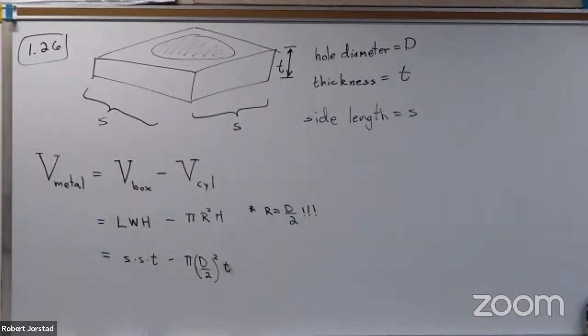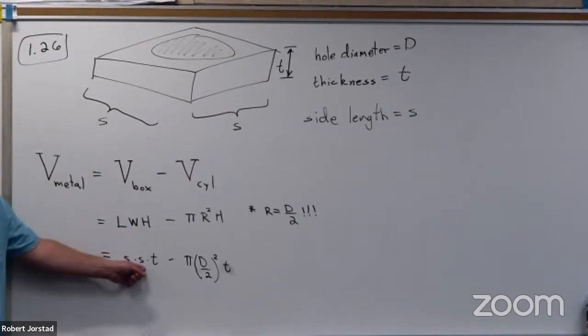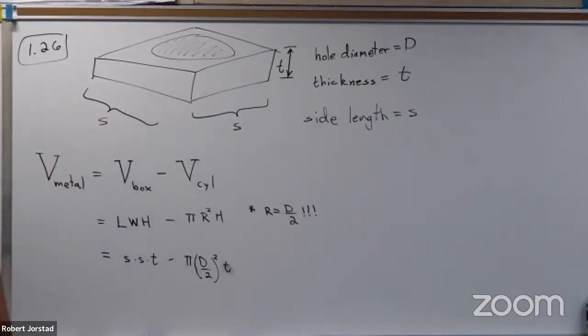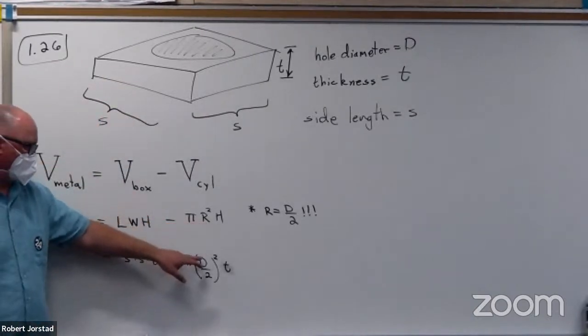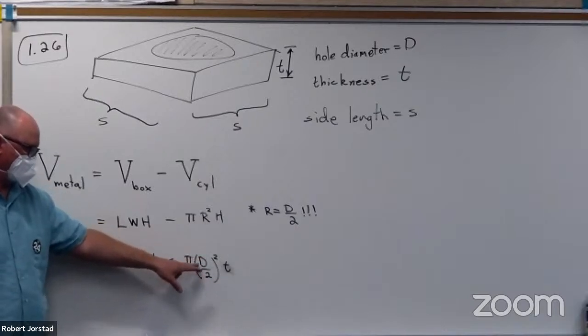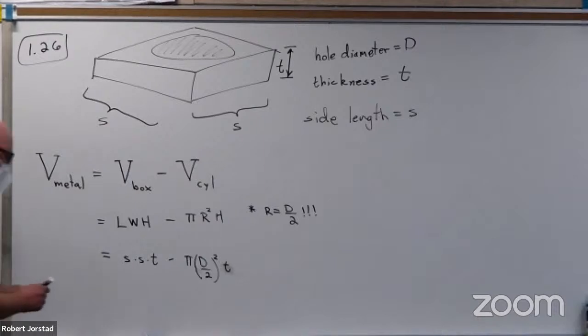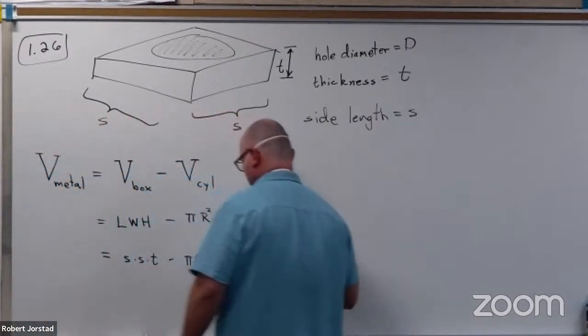So those of you on Zoom, the trick here, right? We've got length times width times height, side to side, thickness. The thickness in this case is the height. And then you've got to remember that it's diameter over 2 squared, so the d gets squared and the 2 gets squared. Sometimes people forget that. Factoring out that t, I think you get this.